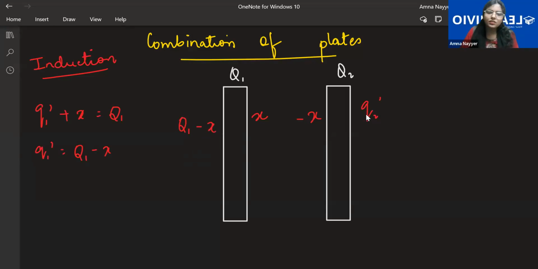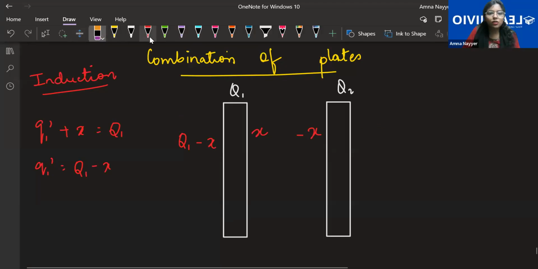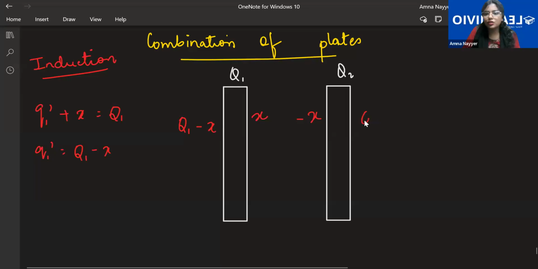This is some Q2 dash. So same story with Q2 dash. Don't write Q2 dash here. When you're solving, directly write it as Q2. Now, there's a catch here, Jasmine. When we were having some Q2 dash here, I'll write here Q1 dash, so you remember.